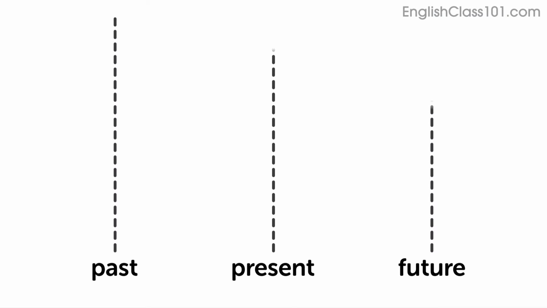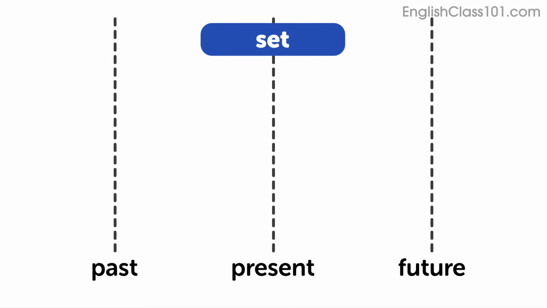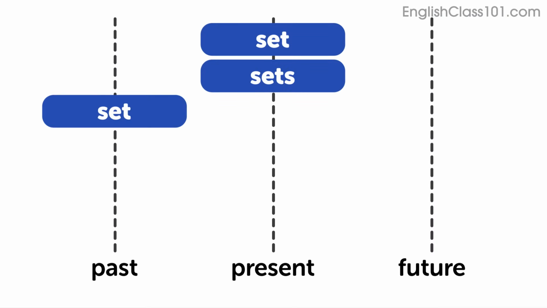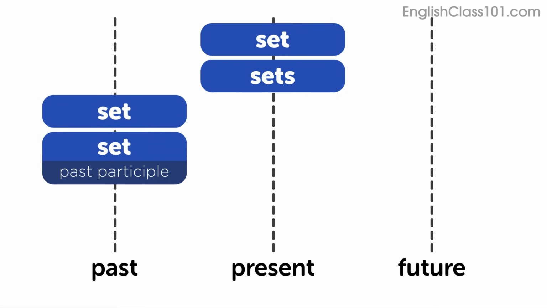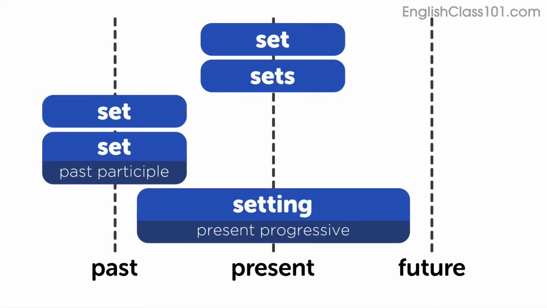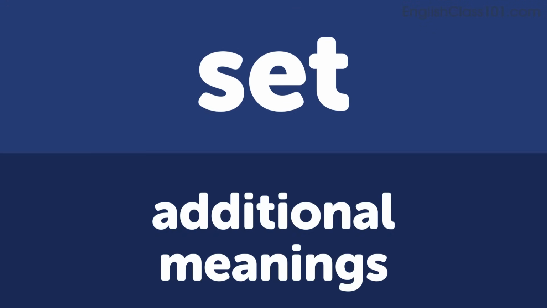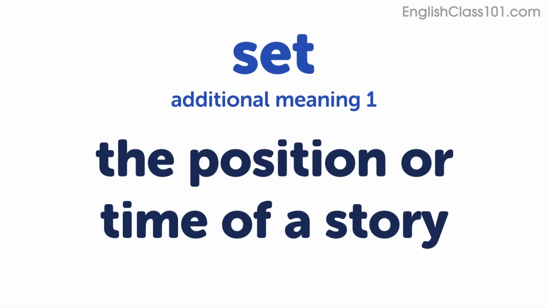Okay, let's look at the conjugations for this verb. Present, set, sets. Past, set. Past participle, set. Progressive, setting. All right, now let's look at some additional meanings for this verb. So the first additional meaning of the verb set refers to the position, meaning like the place, or the time that a story happens. So some examples.